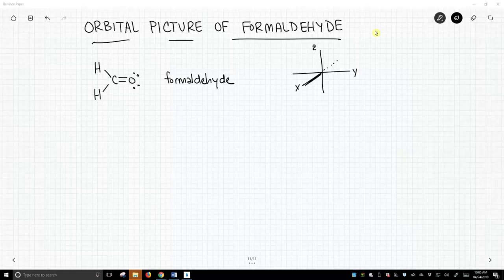We're going to do a quick bonding orbital picture for formaldehyde. Now, if you've watched these videos sequentially as a playlist, formaldehyde is really very similar to ethylene. So we have formaldehyde on the screen as a Lewis structure. This carbon is sp2 hybridized. It's going to have bond angles of 120. It's going to be trigonal planar.